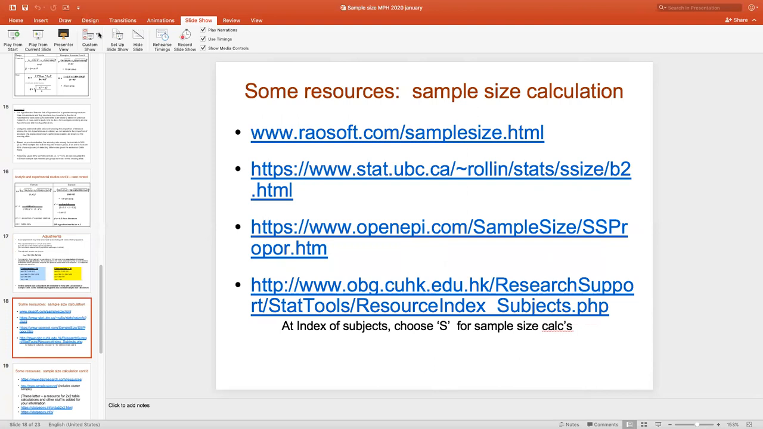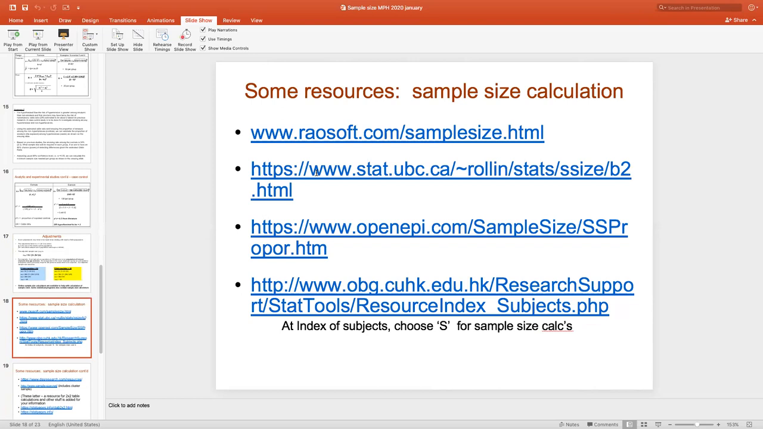there are lots of websites that can help you with the sample size calculation. But the websites are of no use unless you know what your study design is, what the parameter is, what your objective is, and the precision and confidence with which you want to state results. If you don't know those, these sites are useless.